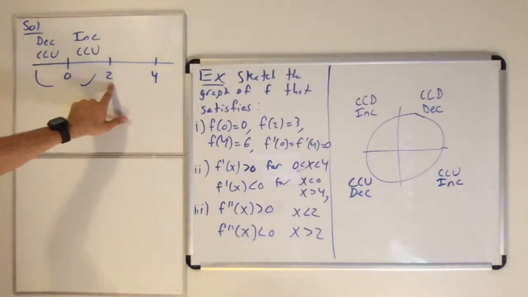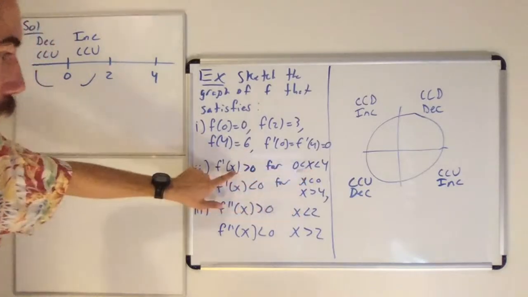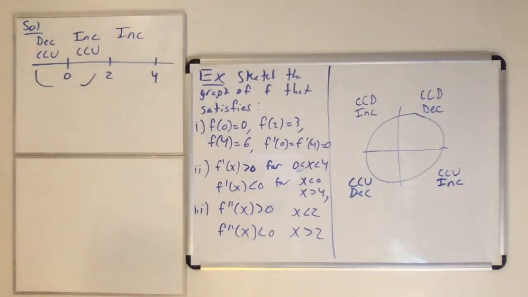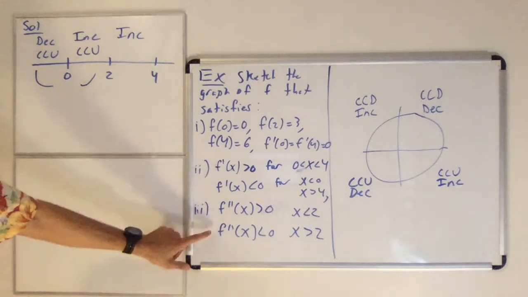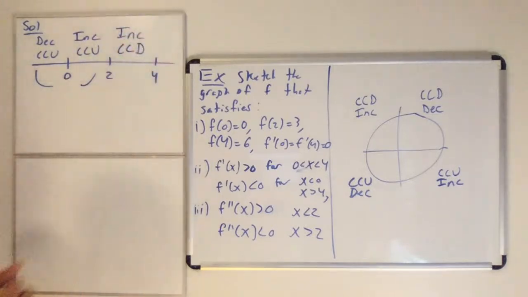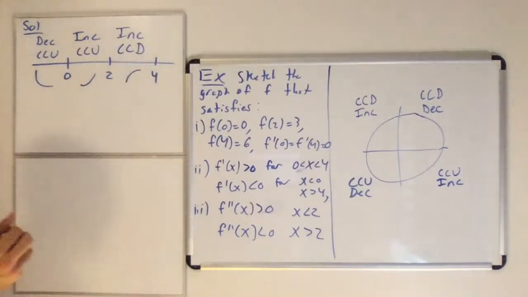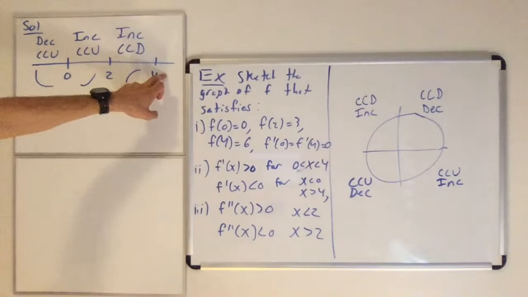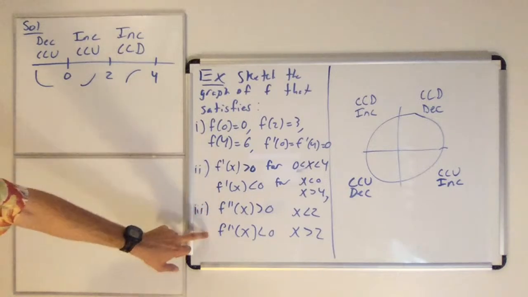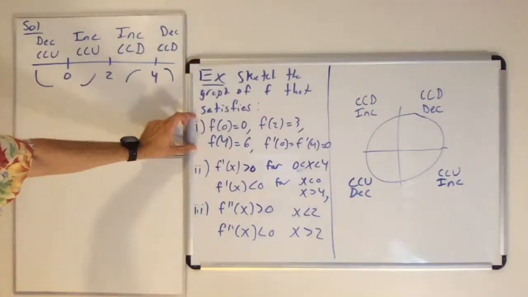Okay, when our x value goes between 0 and 2, so we're looking here still, right? X values would be 0 and 2. Our derivative is positive, so we're increasing. And our second derivative is negative, so we're concave down. Increasing concave down looks like this. And then last, our x values are greater than 4. So we're decreasing and we're concave down. To plot some points.